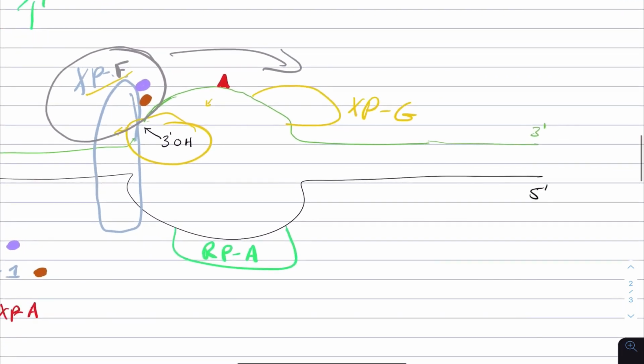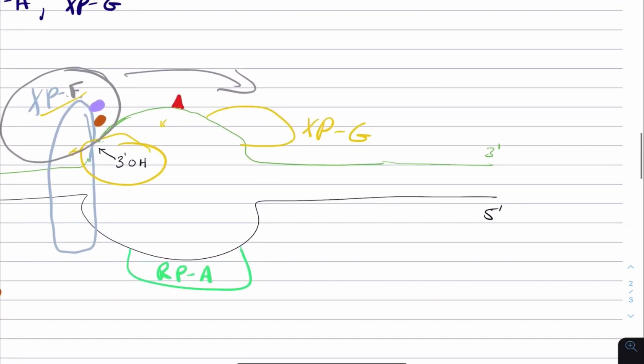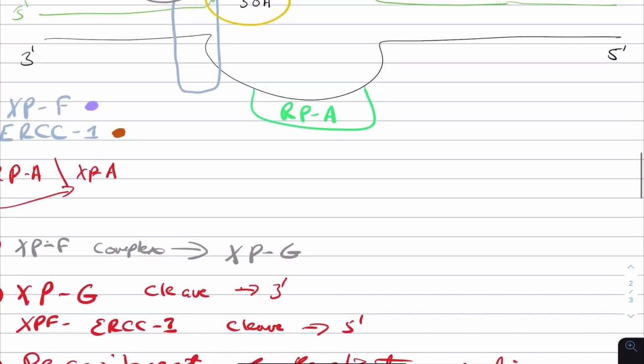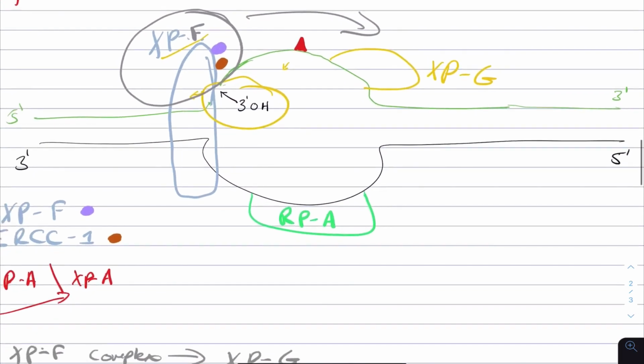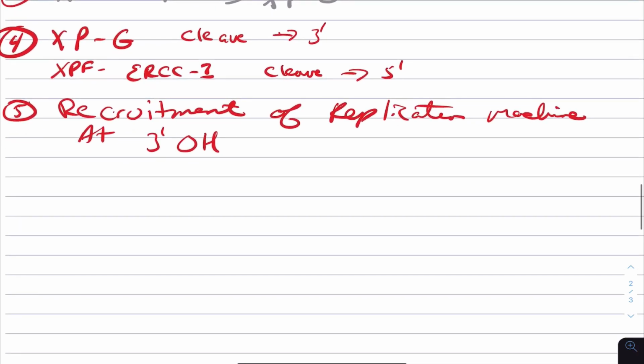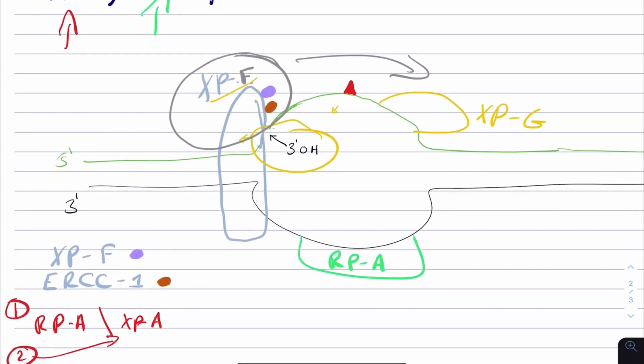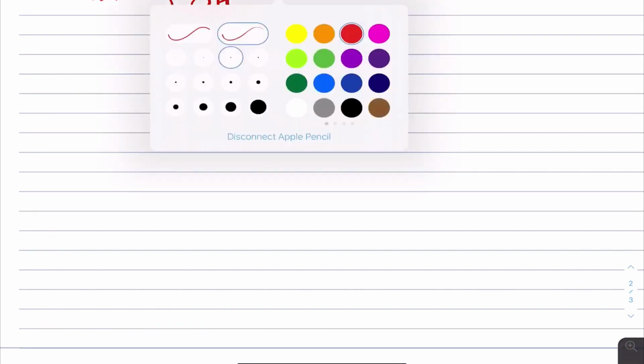And then, remember, we said that once we have this XPF complex that forms, then that ends up recruiting the XPG. And then at that point, the XPG will make the cut towards the 3 prime end. Now that we've done that, we have a dual excision that's been made. So once a dual excision is made, the replication machinery ends up being recruited at the 3 prime hydroxyl end at this part, and then we start to build. So what are the players for this? All right, to answer that, the last step is the repair synthesis.